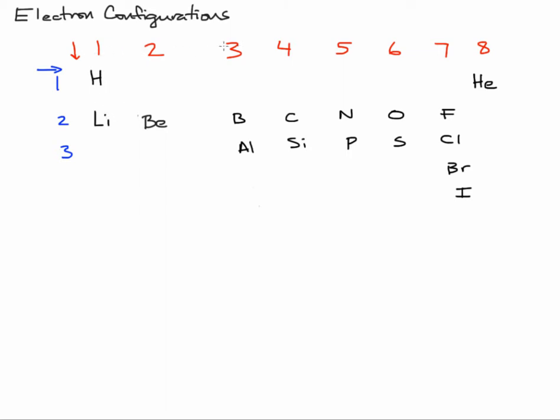So in red, what I've shown here are the groups, and groups are composed of the columns that run vertically in the periodic table. So we have 8 groups, and then the periods, which run horizontal in the periodic table. So the beauty of the periodic table is that we can gain a lot of information just based on where things occur in the periodic table.